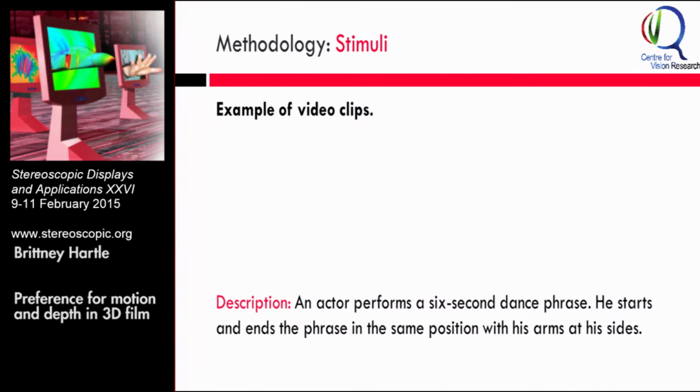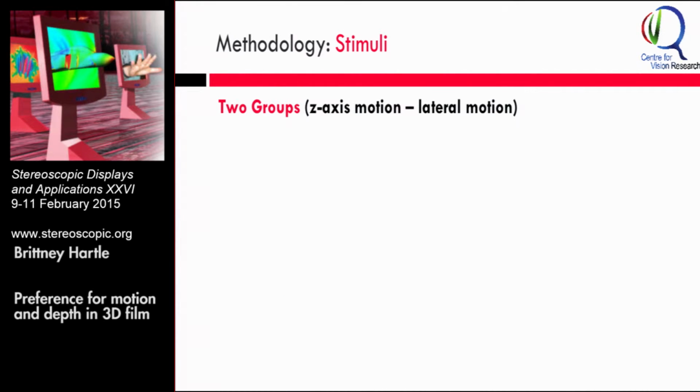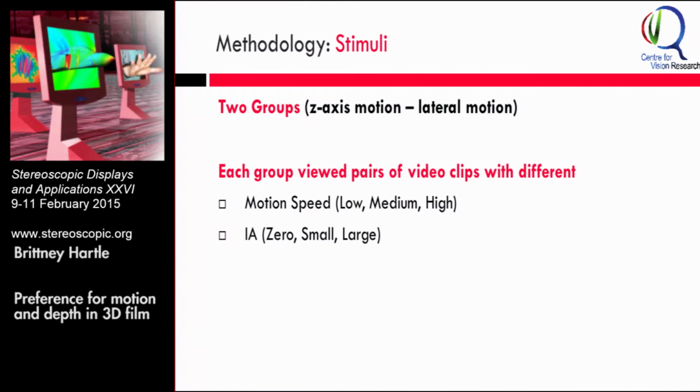Okay, so for our testing sessions, we actually split our observers into 2 different groups based on the motion direction for that condition. So when an observer came into a testing session, they were assigned to either the z-axis motion or the lateral motion condition, depending on what we were testing that day. And then within each of those conditions, viewers would view pairs of video clips, each with a different combination of our 3 levels of speed and our 3 levels of IA.